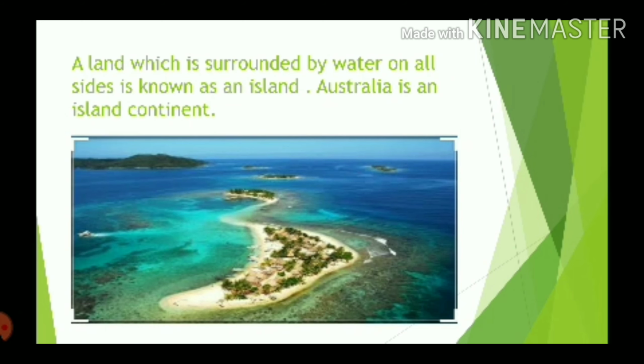Next physical feature of the earth is an island. As you can see in the picture, an island is a piece of land which is surrounded by water on all the sides. Australia is an example. It is an example of an island continent.